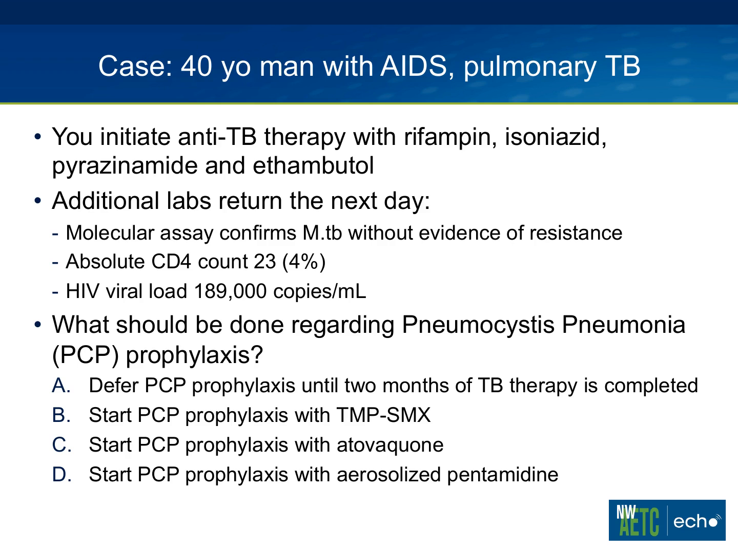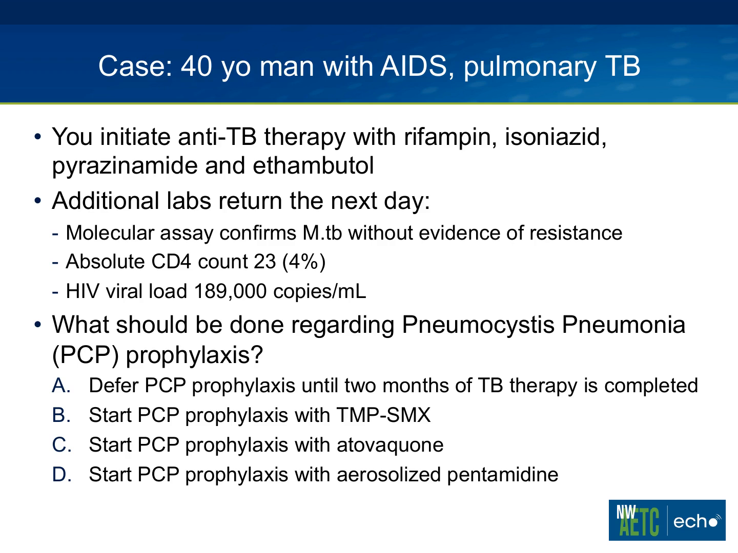I want us to think now about what should be done regarding prophylaxis against pneumocystis pneumonia, because this patient, by virtue of having such a low CD4 count and by virtue of having tuberculosis, is now an appropriate candidate for prophylaxis against PCP.